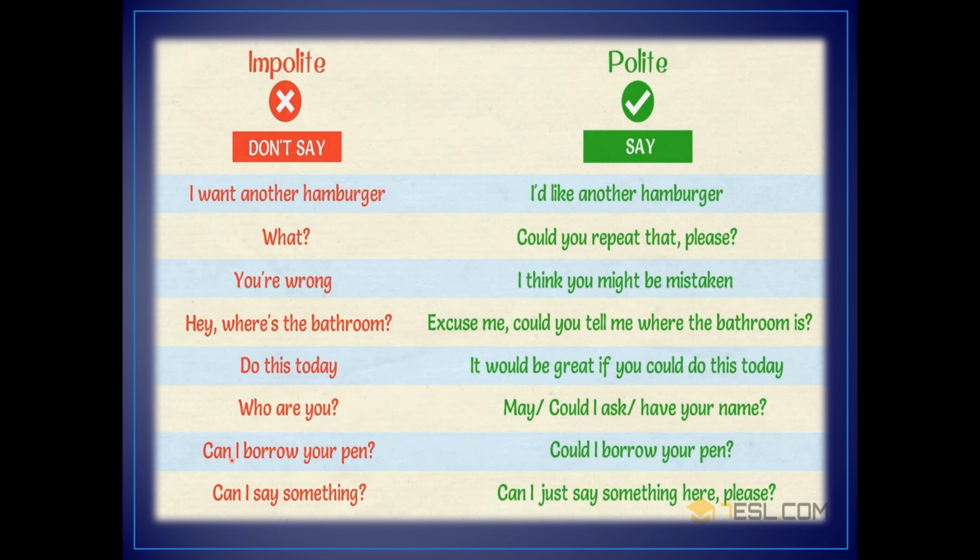Then, instead of saying, can I borrow your pen, you can ask, could I borrow your pen? At the last, it says, can I say something? Instead of saying that, you can say, can I just say something here, please? With the use of these phrases instead of these, you would sound more polite and professional. Try using these phrases in your daily communication next time.